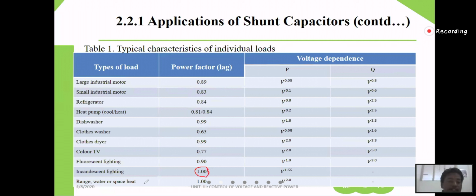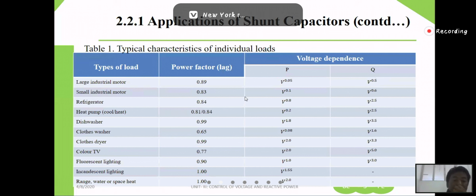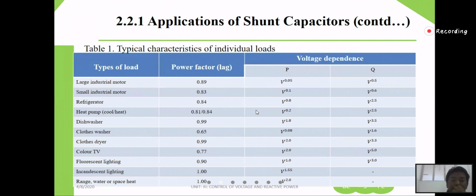Okay, generally it will have this, and then this load will depend on voltages, voltage dependent, both active as well as reactive power. So do we know that it will depend on voltages? Except incandescent lamp and range or water or space heating, the rest all will depend on the system voltages. This is just one typical example I have taken from the book, which I want to show that most of the load will consume the reactive power, so you will find that most of the load will have a lagging power factor.